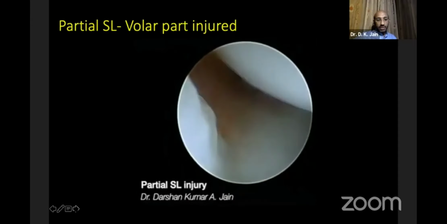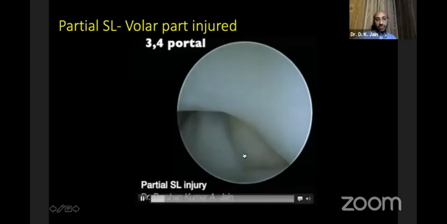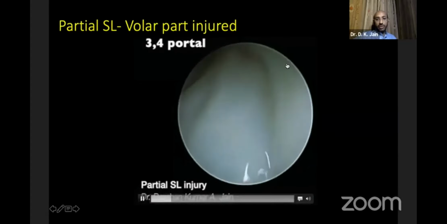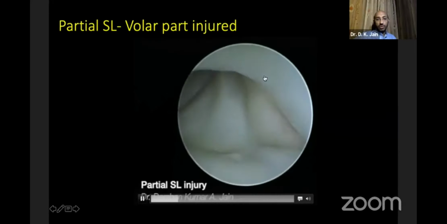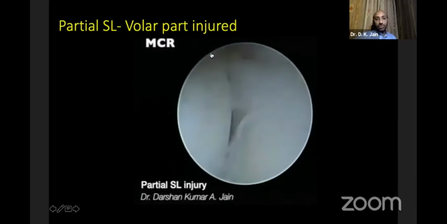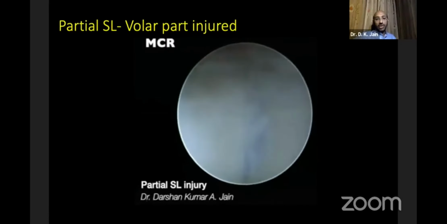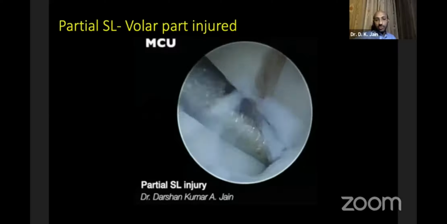This is a visualization of the partial. This is a case of partial SL injury. You are viewing from the radiocarpal joint. This is the scapholunate interval. The ligament here looks quite good. But now you are seeing through the MCR portal. So you can ballot it. You can try to push the lunate there, and you can probe it. You can see now through the MCU portal.